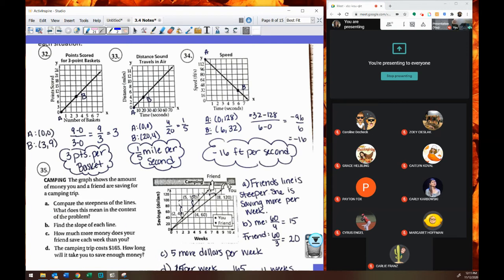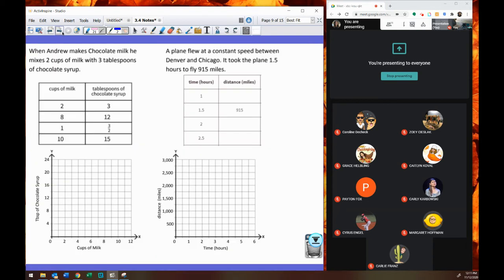So if you look at your problem, I can find the mouse. So we have two problems. The first one says that when Andrew makes chocolate milk, he mixes 2 cups of milk with 3 tablespoons of chocolate syrup. This is a proportional relationship because if you look at the table, I'm going to have a consistent change in the x and a consistent change in the y. So what that means is if I take any row in the column and divide the y by the x, 3 divided by 2 is 1.5. 12 divided by 8 is 1.5. 3.5 divided by 1, 15 divided by 10, you're always going to get the same thing.